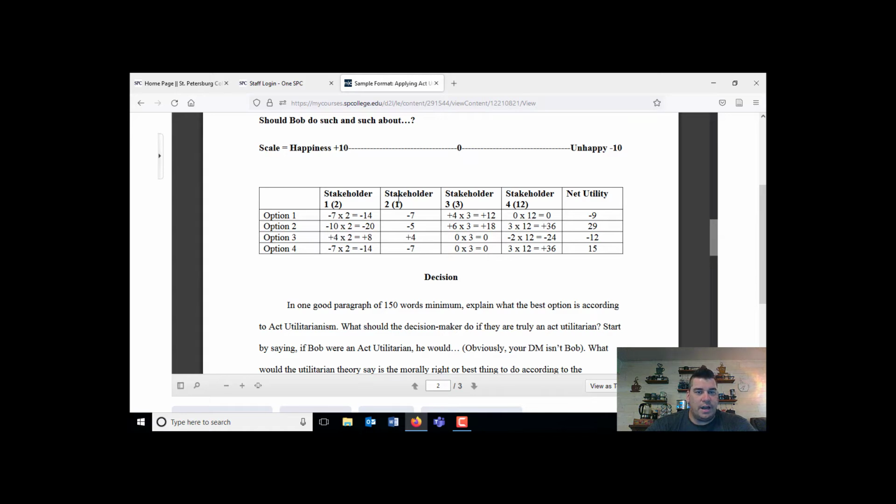Now you'll notice there's a number in parentheses next to each stakeholder. That is the number of people that are represented in that stakeholder group. So sometimes your stakeholder group is one person or a couple people, or it's something like a business or society that represents a lot of people. You will have to put a number in there because it affects the outcome of how people are affected. So if it's one person, obviously it's just a 1 in there. If it's a couple, it's 2.